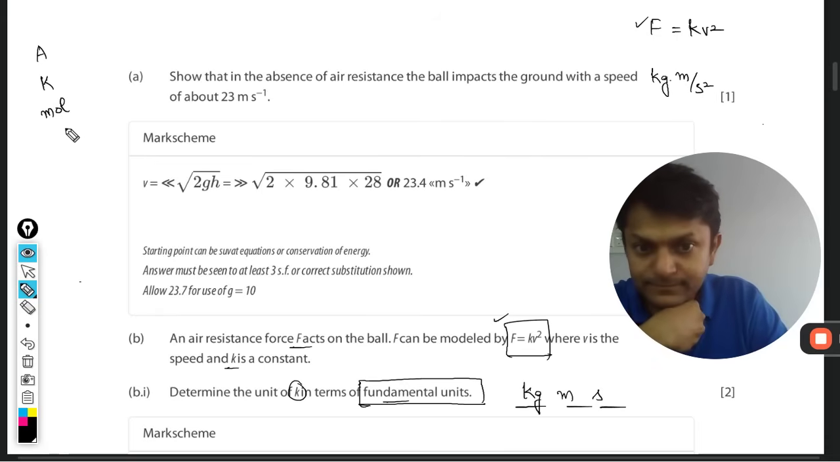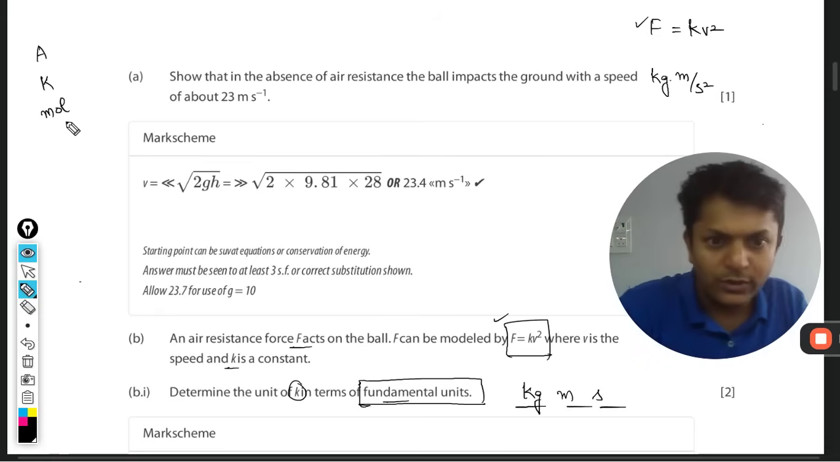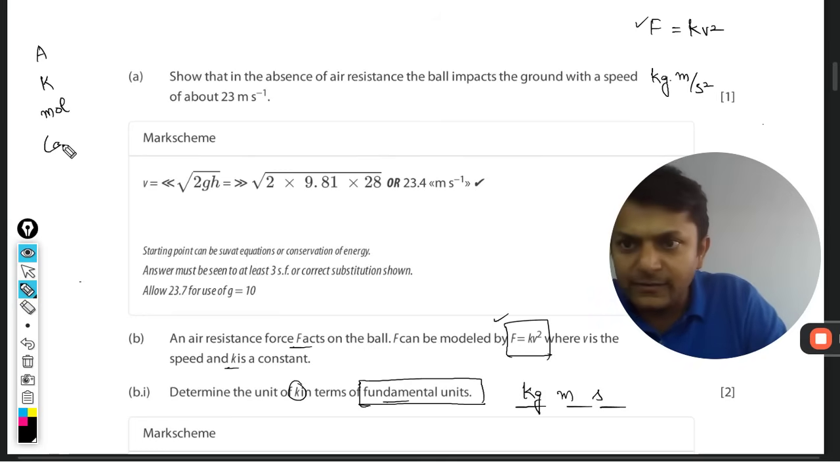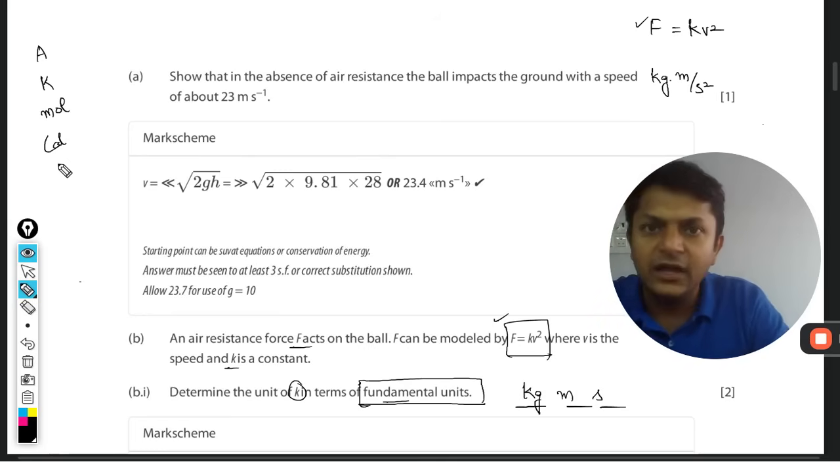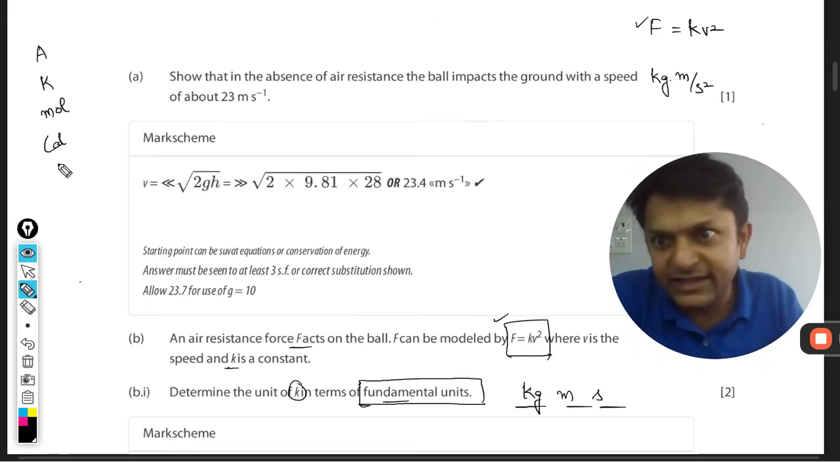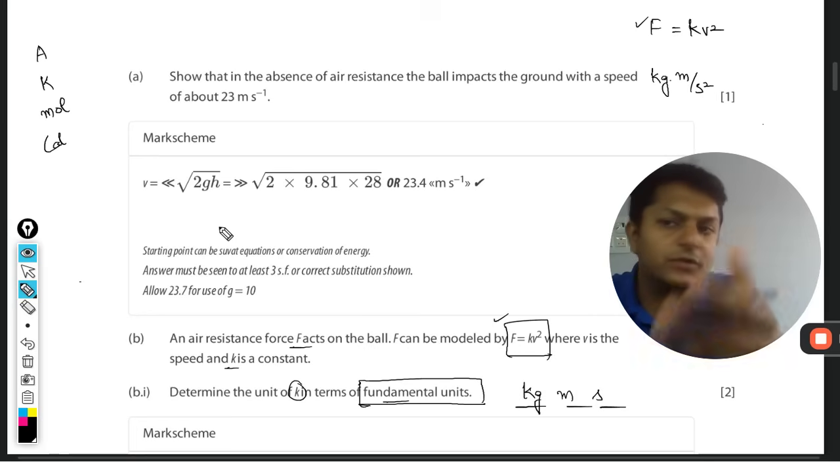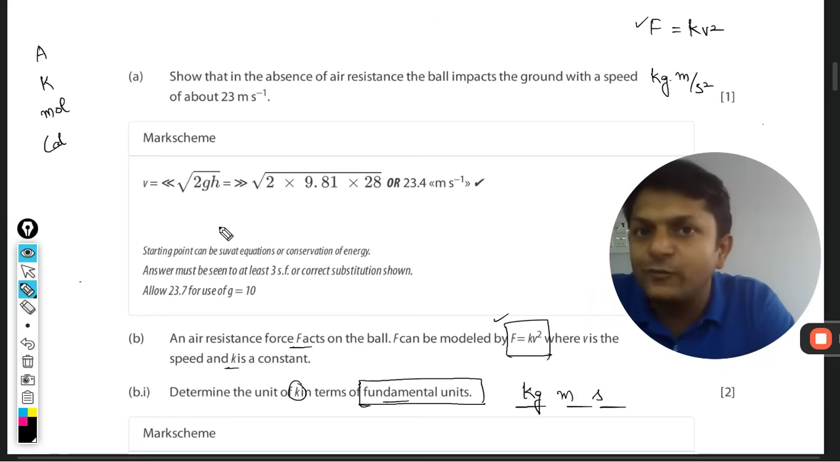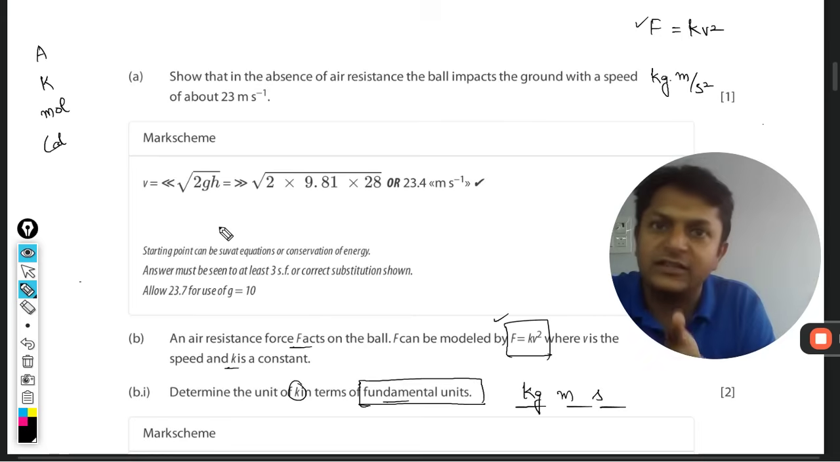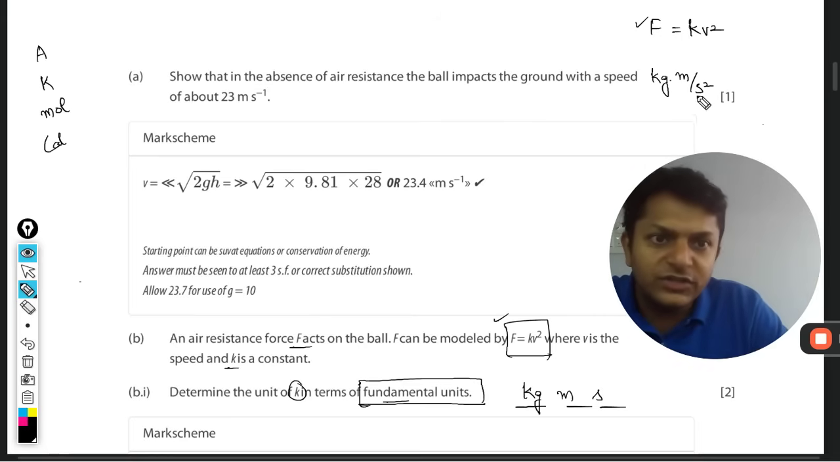Temperature, current, mole, and there is one more. A candela, cd. Yes, candela, the unit for light intensity. But we don't need it. That was in your syllabus earlier, but now it has been removed, so we need not go into details here. So the unit should be this.